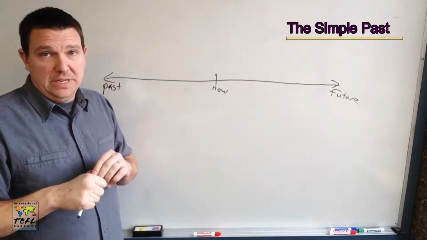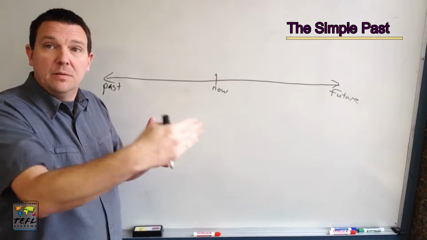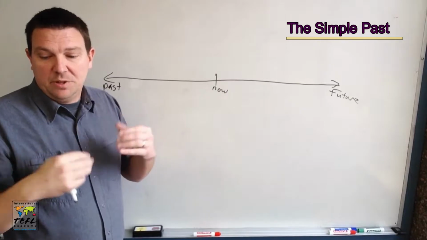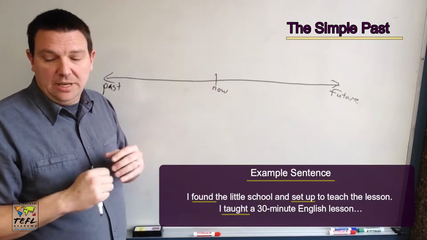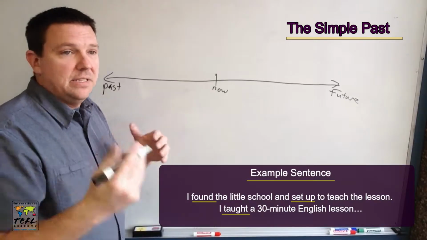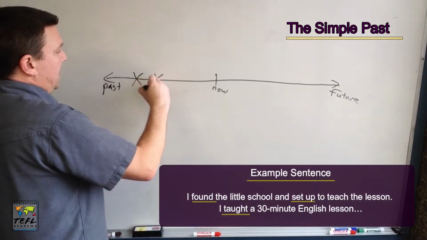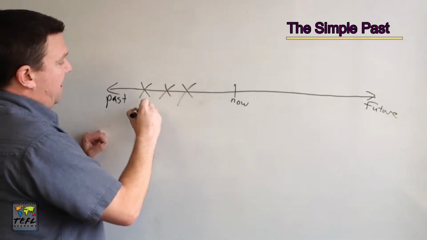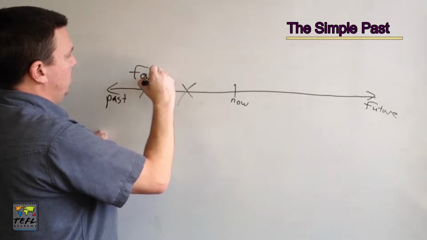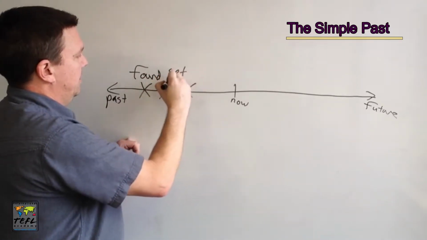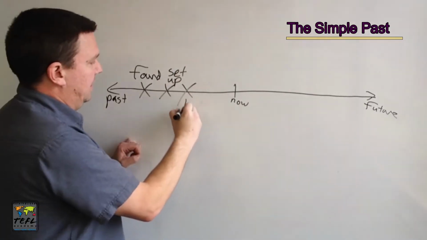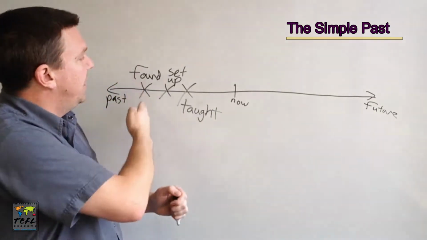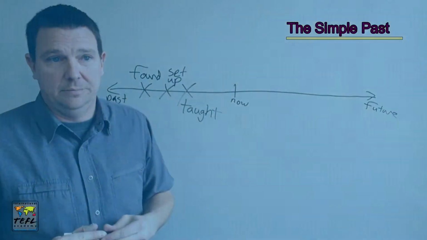Other examples from the teacher's blog from Costa Rica have examples of the simple past for events that happened consecutively. So there's an example that says, I found the little school and set up to teach the lesson. I taught a 30-minute English lesson. This is an example of how we use the simple past in order to talk about events that happened in the past. So first, I found the little school. Next, I set up to teach. And finally, I taught. And so this is a series of single events that happened in the past in order, which is a common way we use the simple past.